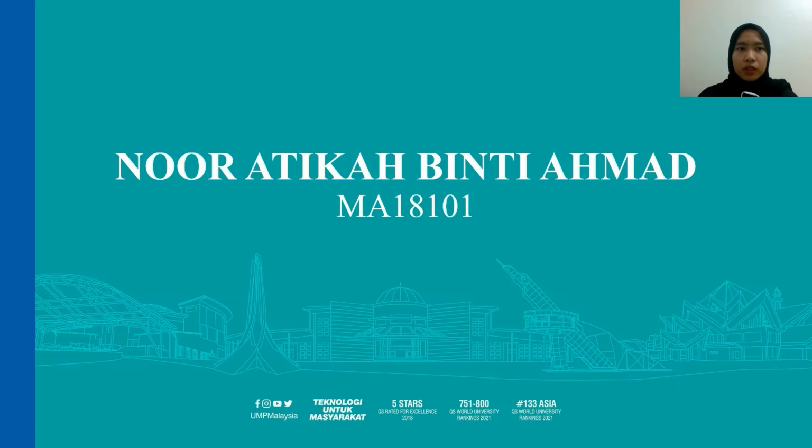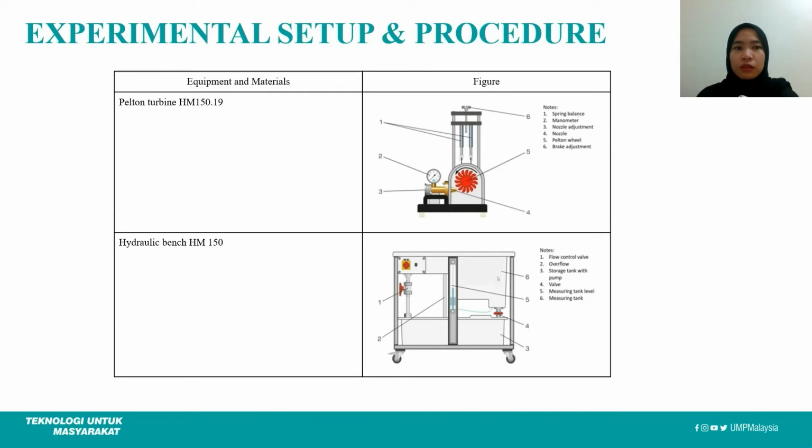MA1A101. For this experiment, I will present about the methodology. So the experiment is setup and procedure. For this experiment, we use equipment Pelton Turbine HM150.19 and hydraulic bench HM150. This experiment is to measure the flow rate by time and speed of Pelton wheel.